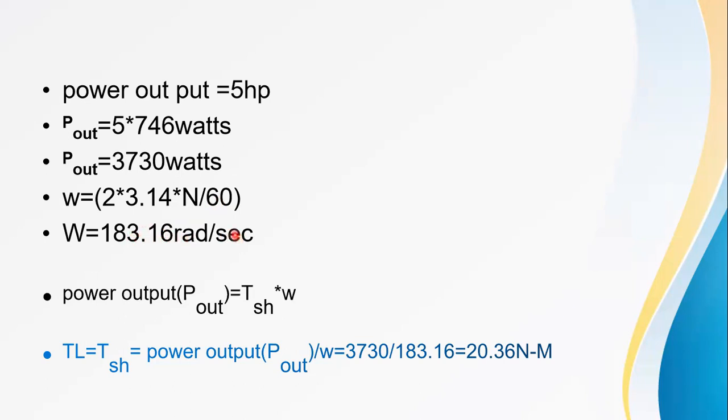Next, power is equal to torque into omega. Here the speed is 1750 RPM, which can be converted into radians per second. The shaft torque or load torque is equal to the power output divided by omega in radians per second, and then you will get 20.36 Newton meters. 20 Newton meters is our load torque. By applying this load torque to the motor, we can observe the characteristics of the separately excited DC motor.